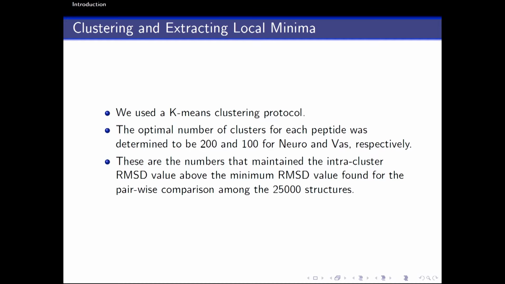conformations. We determined the number of clusters to be 200 for neuromedin K and 100 for vasopressin, which is a bit more restricted because it has a disulfide bond between two sulfurs. And we took as representatives the lowest energy structures from each one of the clusters, and we picked the lowest ones.